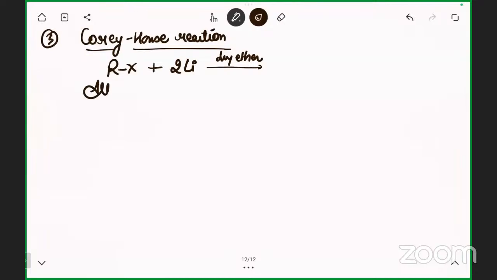This is alkyl halide. When alkyl halide reacts with lithium metal in the presence of dry ether, it forms alkyl lithium plus LiX. This is approximately the same as before; there we were using sodium, here we are using lithium.